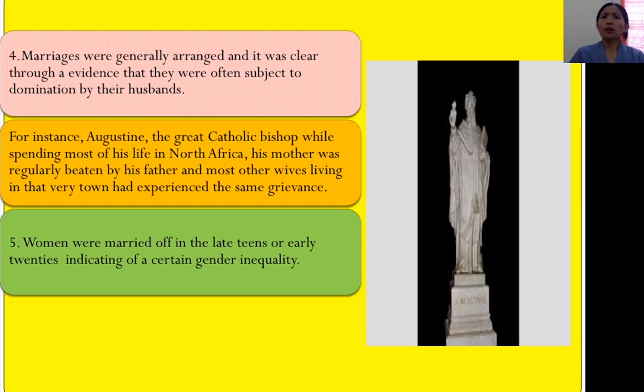So regarding the marriage, women were married off in the late teens or early 20s, which clearly indicates of having a certain form of gender inequality practiced in the Roman Empire.